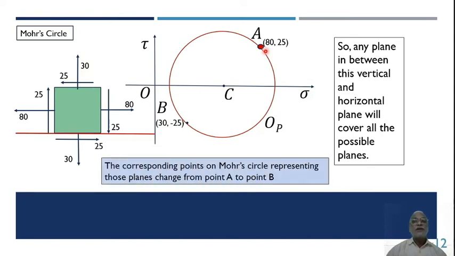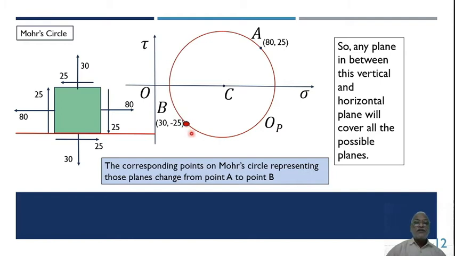is representing, okay, here I have written the corresponding points in the Mohr circle representing these planes. They change from point A to point B. Here it comes from there to there. All the planes will be either here, there or somewhere in between A and B, this way. So those are the points representing those planes.